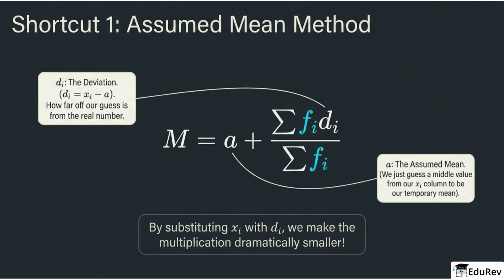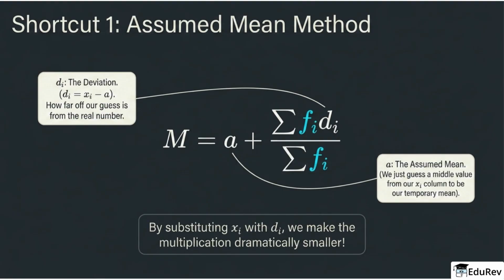For the assumed mean method, the formula is m equals a plus the sum of f sub i times d sub i divided by the sum of f sub i. The variable a stands for the assumed mean. This means we just guess a middle value from our x sub i column to act as our temporary mean.